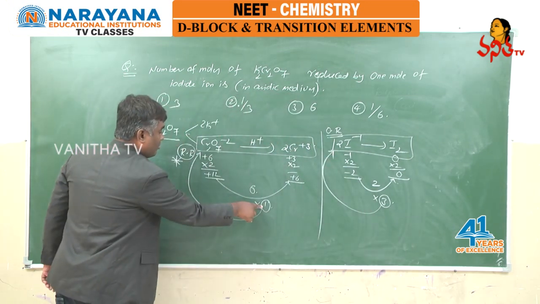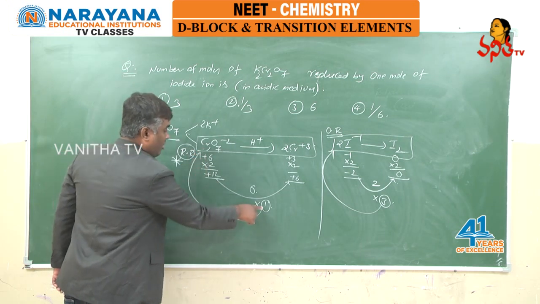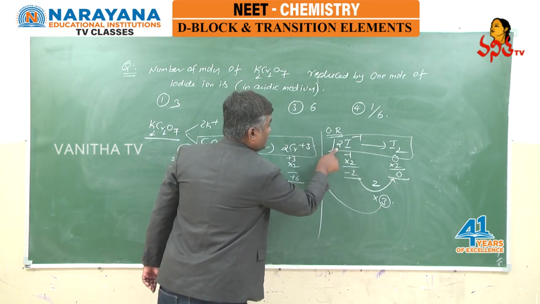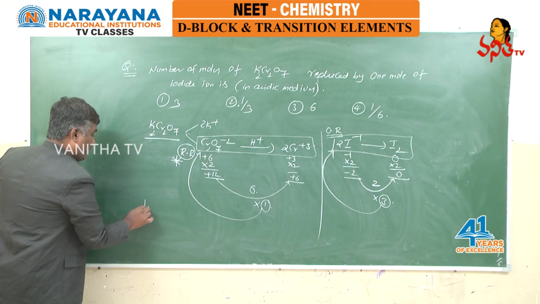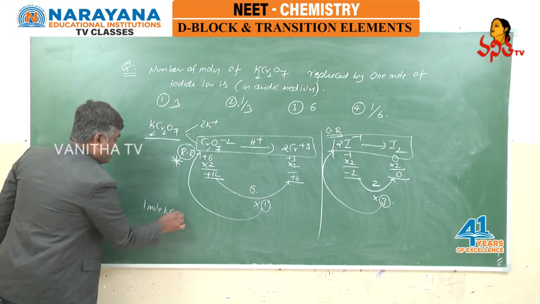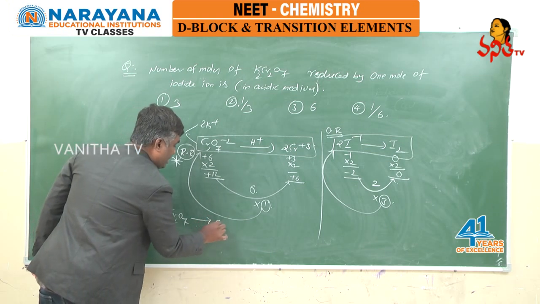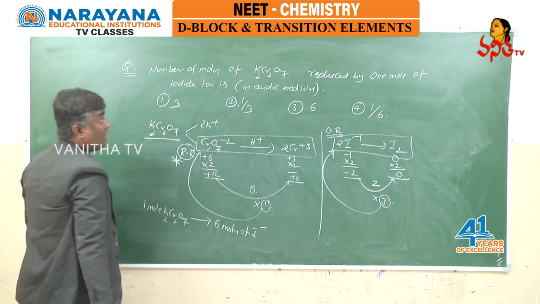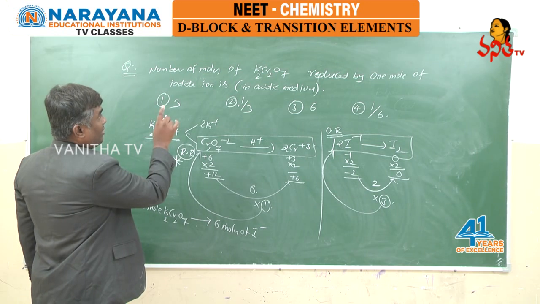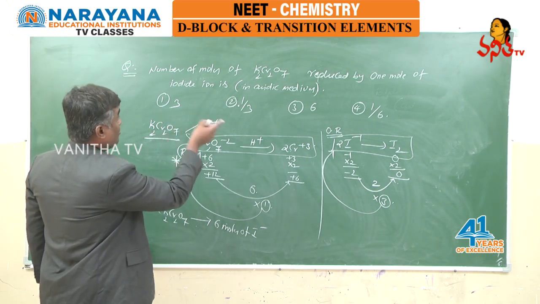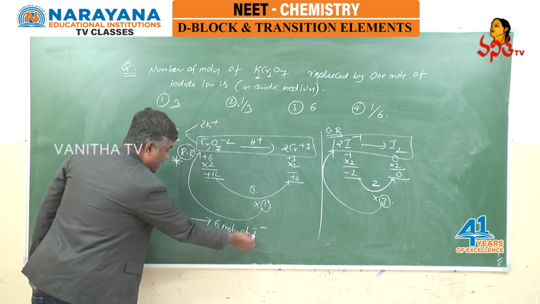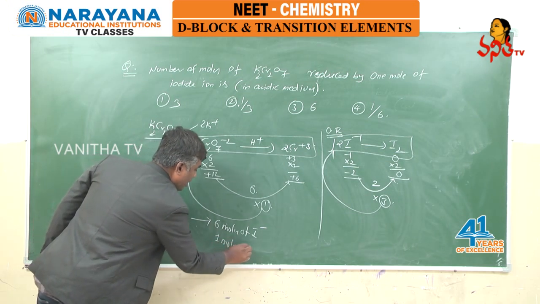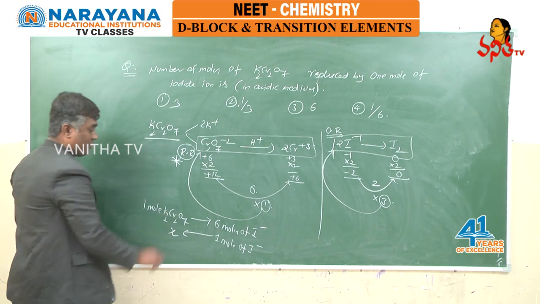So we can say 1 mole of dichromate ion, or you can say 1 mole of potassium dichromate can interact with 3 2s are 6 moles of iodide. What I can say, 1 mole of K2Cr2O7 can react with 6 moles of iodide ion. But in the question they are asking number of moles of K2Cr2O7 reduced by 1 mole of iodide ion. So with 6 moles of iodide ion, 1 mole of K2Cr2O7 interacts. With 1 mole of iodide ion, how many moles of K2Cr2O7 can interact?